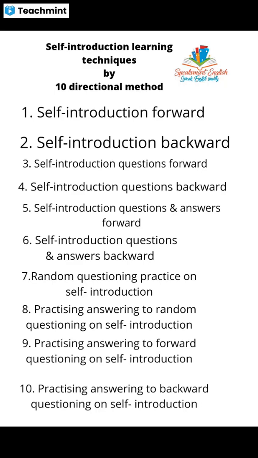So there are 10 steps: self-introduction forward, self-introduction backward, questions forward, questions backward, then question and answer forward and question and answer backward, random questioning practice on self-introduction, then practicing answering to random questioning on self-introduction, then practicing answering to forward questioning on self-introduction, then practicing answering to backward questioning on self-introduction. So there are 10 steps only, not 100. So it is the 10 directional method.